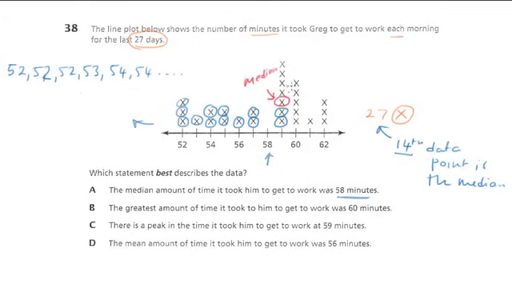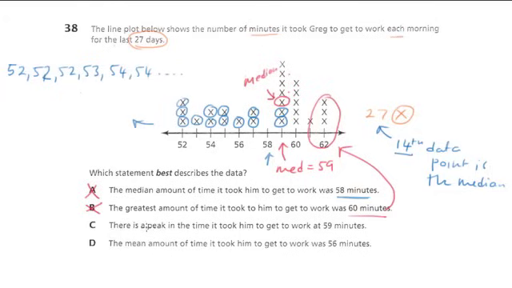And if you kept counting here, there would be 13 data points on the other side. And so if our median is here, it means the median equals 59, and so it's not A. Okay, for B, the greatest amount of time it took him to get to work was 60 minutes. Well, that's not true, because here I'm seeing times that are bigger. I'm seeing 62, so it can't be B.